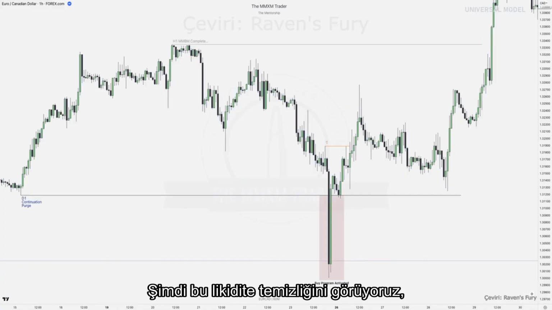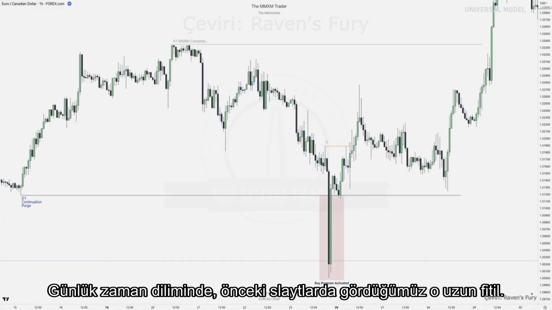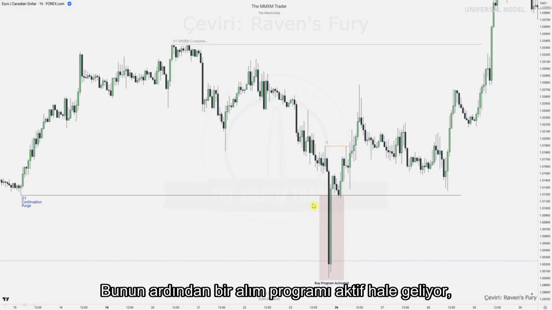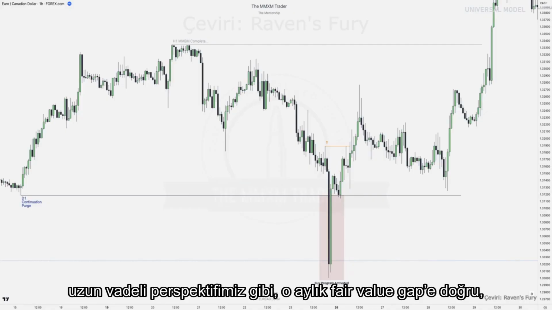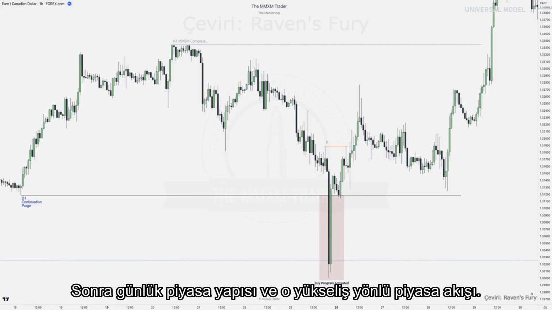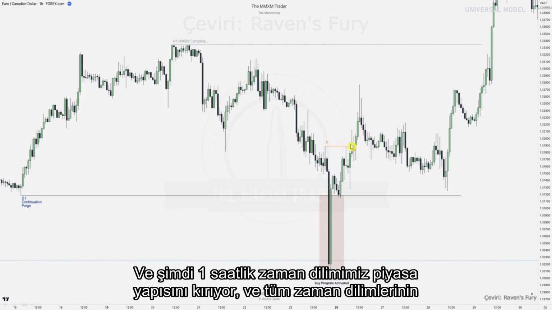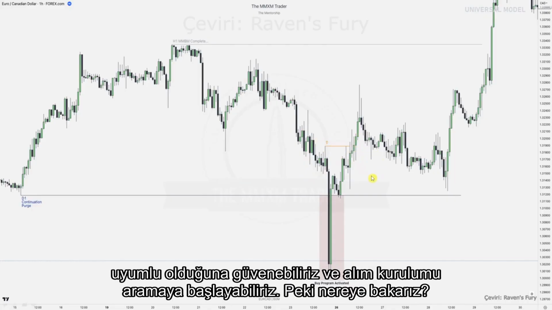Now we see this purge on liquidity, right, on that daily time frame, that long wick we saw in those previous slides. Now after this we have a buy program activated, right? So we wait for our short-term perspective to be in line with all our other perspectives, like that long-term perspective into that monthly fair value gap, right? And then our daily structure into that bullish order flow. And now our 1 hour time frame breaks structure too, and we can be confident all time frames are aligned and we can go look for a buy setup.